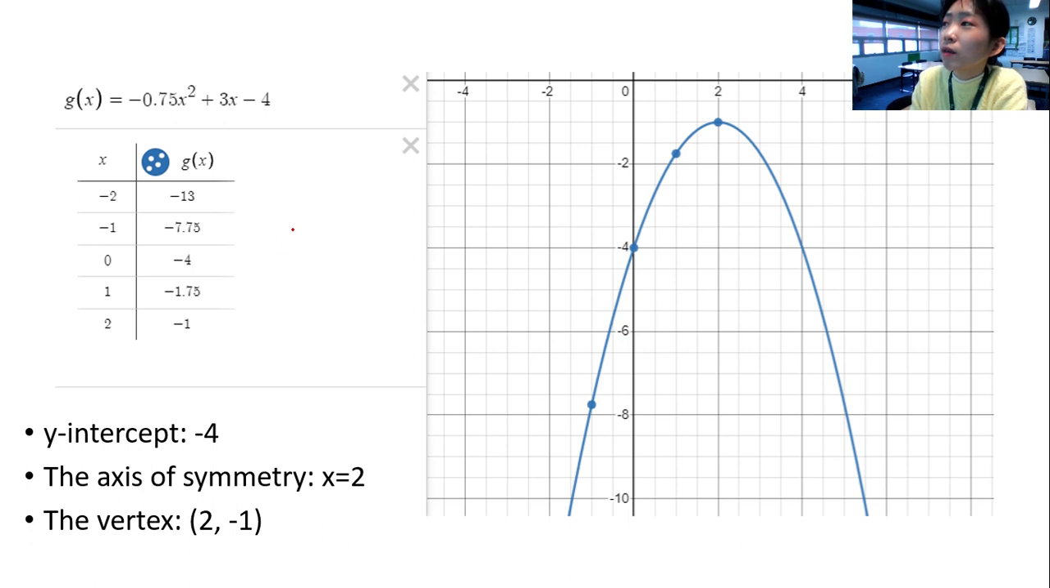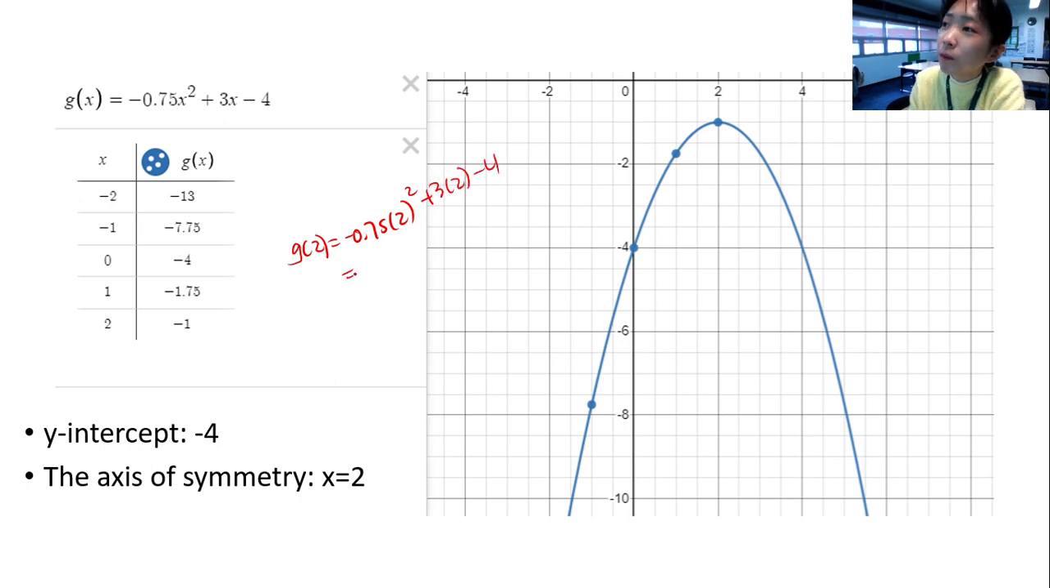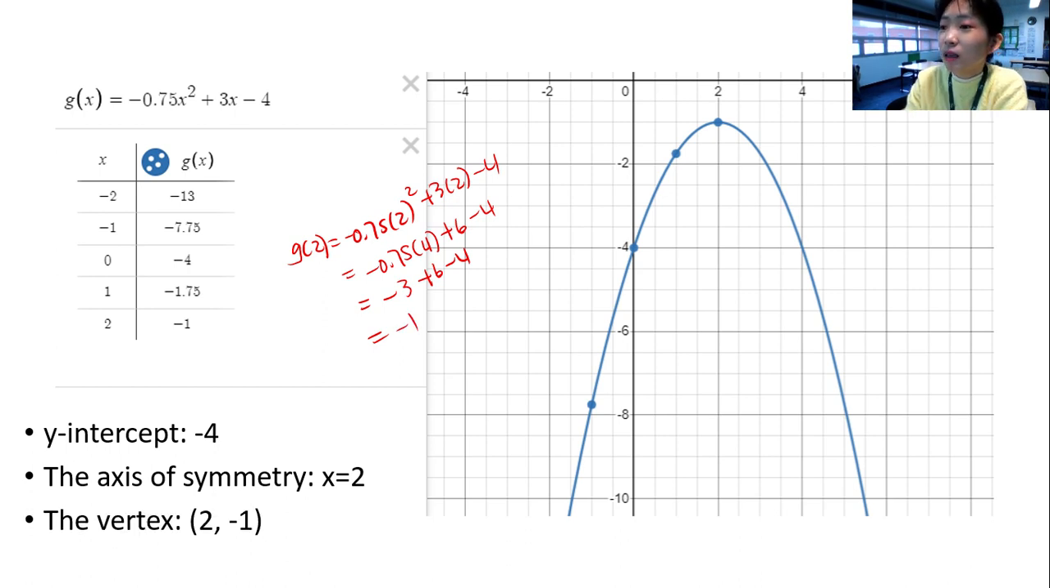And then the vertex, using your x, g of 2 is equal to -0.75 times 2 squared plus 3 times 2 minus 4. That's equal to -0.75 times 4 plus 6 minus 4. And then minus 3 plus 6 minus 4. And then that is equal to -1. So you have the vertex of 2 comma -1.